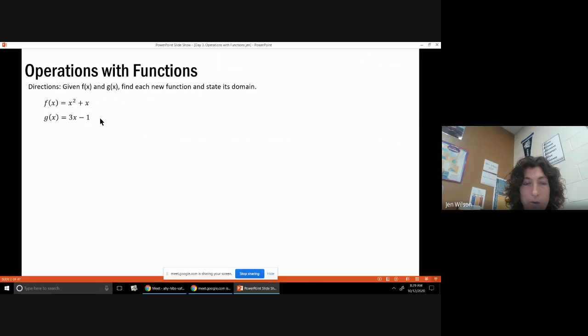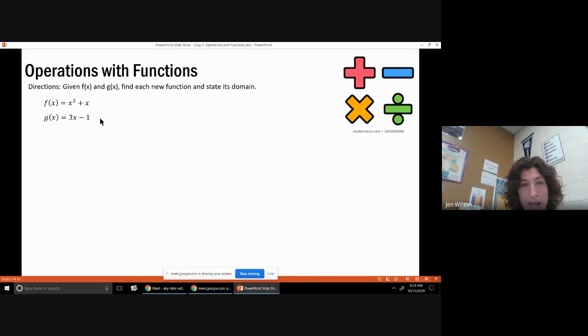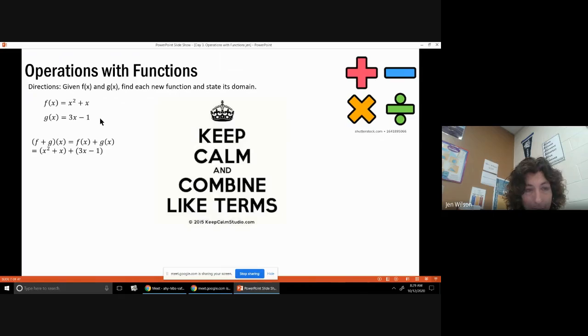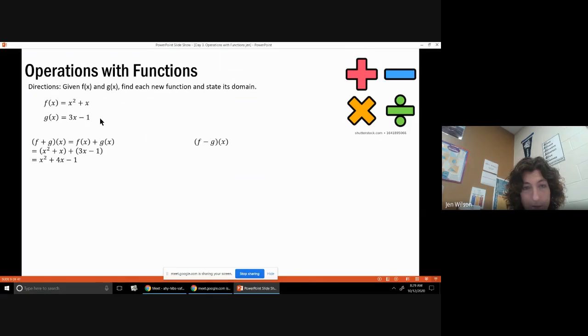So here we've got two functions, and we're asked to add them. So that just means we're going to add the functions together. We could also add the outputs together, and that would be the same thing. But here they haven't given us a number to put in, so we're just going to add the two functions. We add like terms, so the x and the 3x go together, the rest of them just come down. We get x squared plus 4x minus 1.